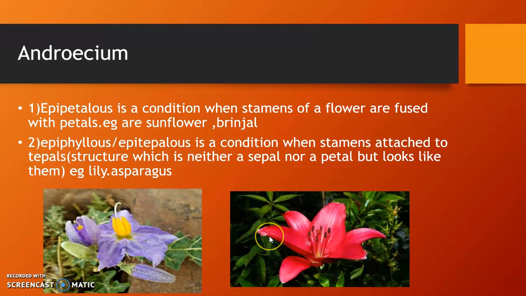And the second one is epiphyllous or epitepalous. Tepals are similar to sepals, and it is neither a sepal nor a petal, but it looks like them. So these special structures are called tepals, and the stamens attached to the tepals are said to be epiphyllous or epitepalous. So examples are the lily flower and asparagus.